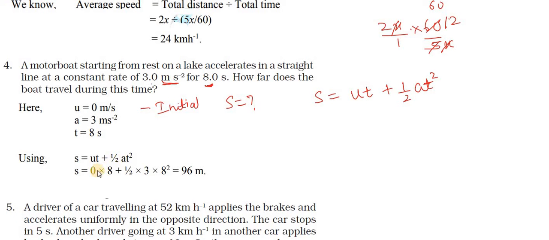So S is equal to, u value is 0, t value is 8, substitute, plus half into 3 into 8 square. So 0 into 8 is 0, plus half into 3 into 8 square. 8 square is 64. 64 into 3 divided by 2, I'll get 96. So 96 meter is the distance traveled by this motor boat from initial position to final position. I hope all of you understood.